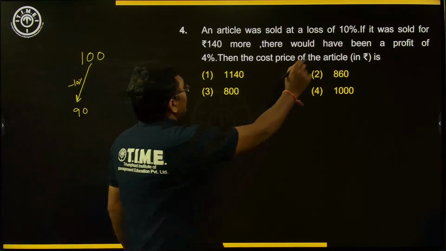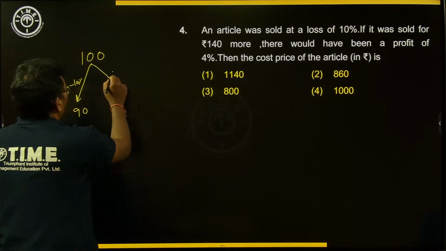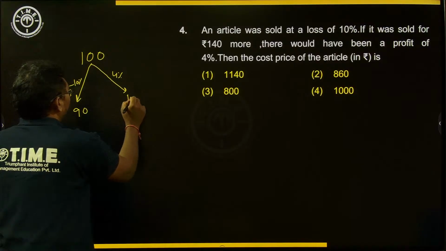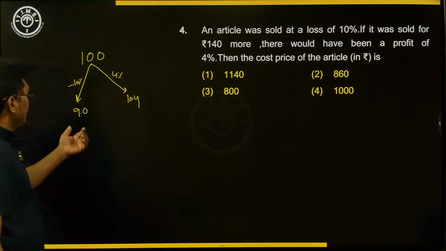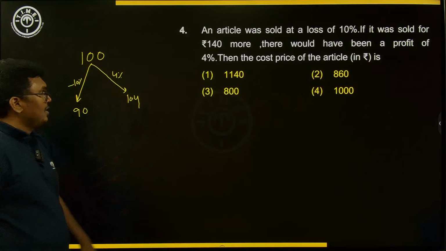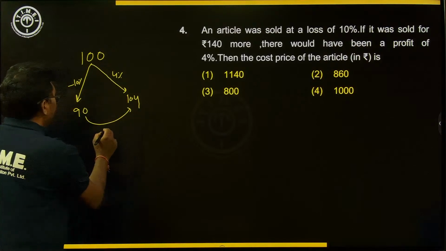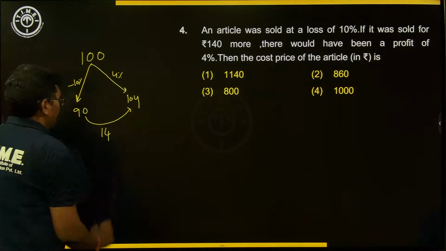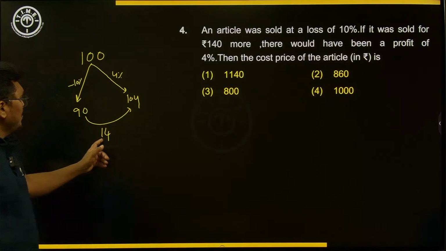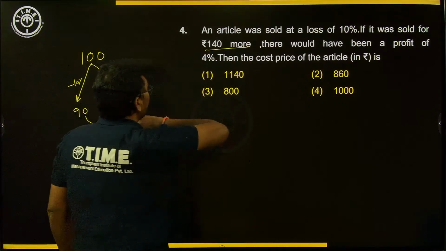So if we get a 4% profit, what will the selling price be? So 4% profit, that is 104. So this is the selling price in the initial case, and this is the selling price in the second case. So what is the difference? The difference is 14. So according to our assumption, the selling price is 14 more. According to the question, how much more? The selling price is 140 more.